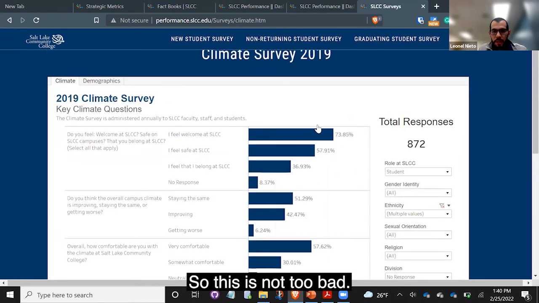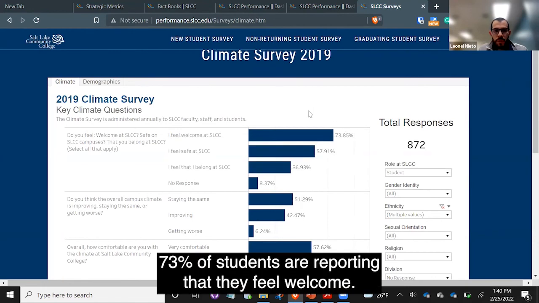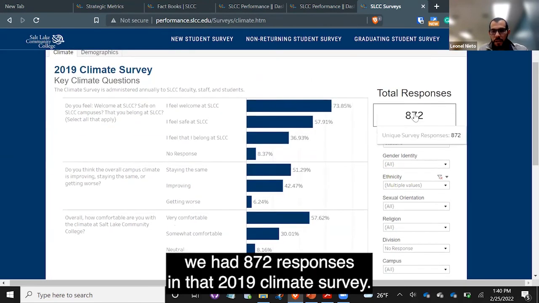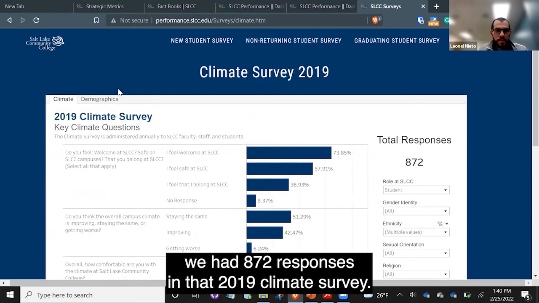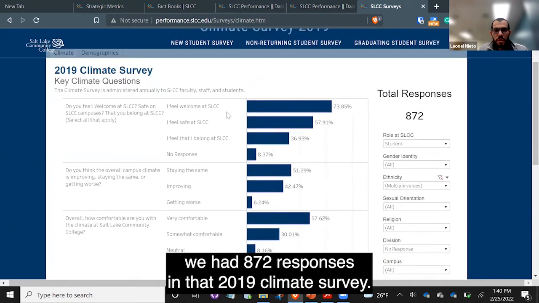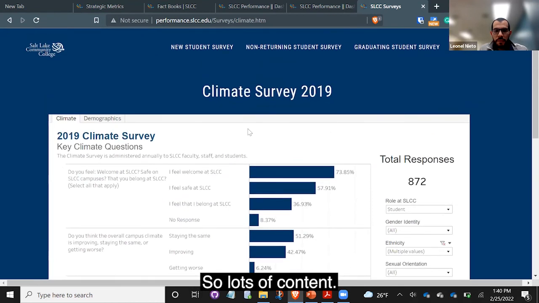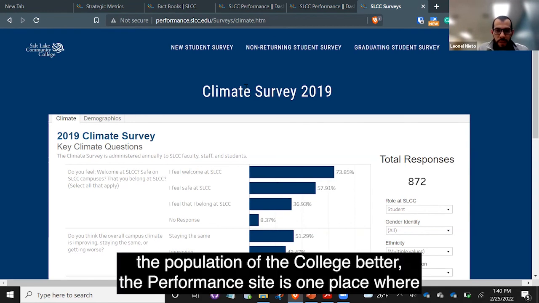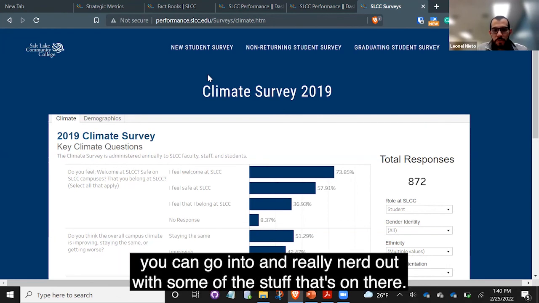So this is not too bad. 73% of students are reporting that they feel welcome at Salt Lake Community College. We had 872 responses in that 2019 climate survey. So lots of content, and I know that we sometimes don't have time to look at these things, but if we want to understand the population at the college better, the performance site is one place where you can go and really nerd out with some of the stuff that's on there.